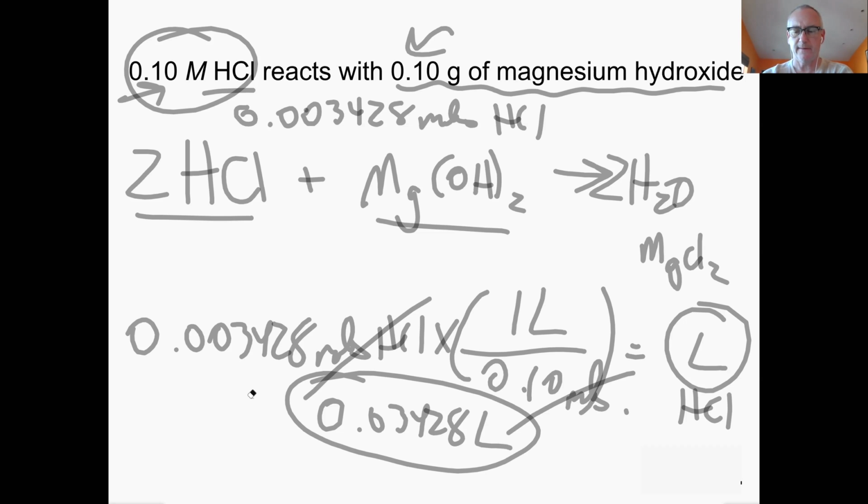What should you report? What should the final answer be? There should be 3 sig figs, so it should be 0.3? Why 3? Oh, sorry, the leading 0 doesn't count. That's right. 2 sig figs, right? Because there's 2 here, and there's 2 here. So there's 2 in the concentration, and there's 2 in the mass. So what's my final answer? 0.034 liters. Yeah. And if you wanted to put it in milliliters, what would it be?